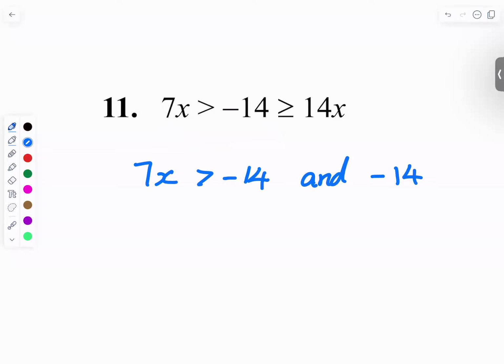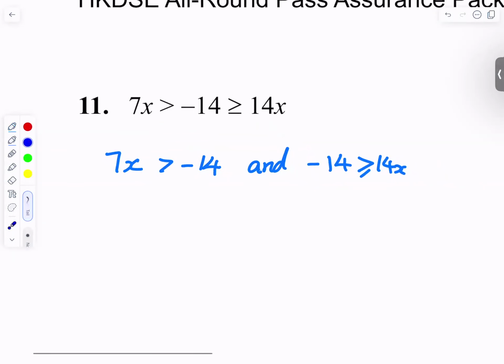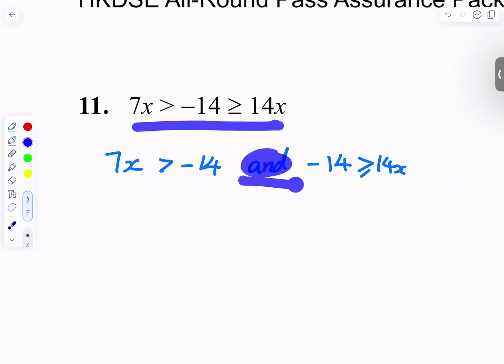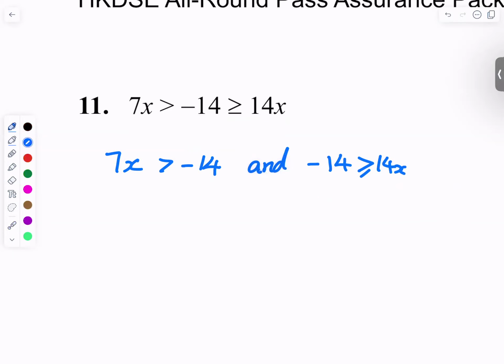Since they're together, you will have to write the word "and" on your own. Here, they are together, so "and". All right, so 2 different sides calculated. 7 is multiplied here, goes to the other side, division.